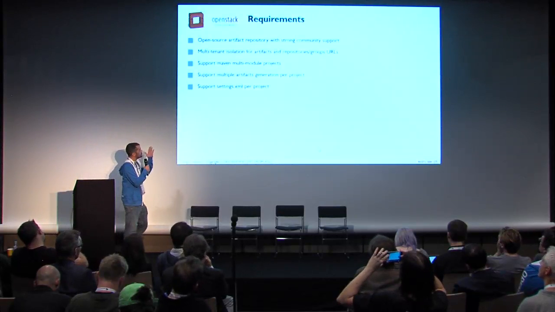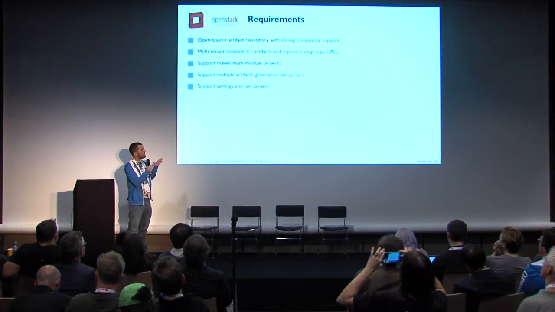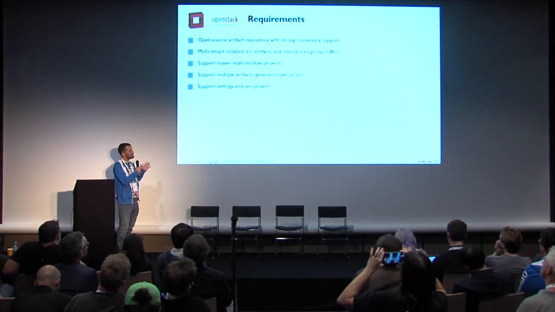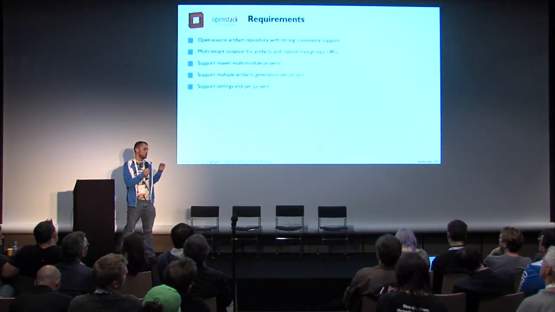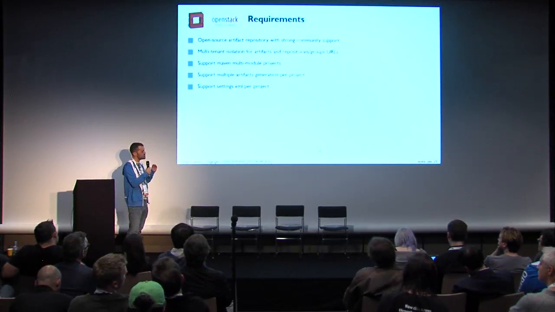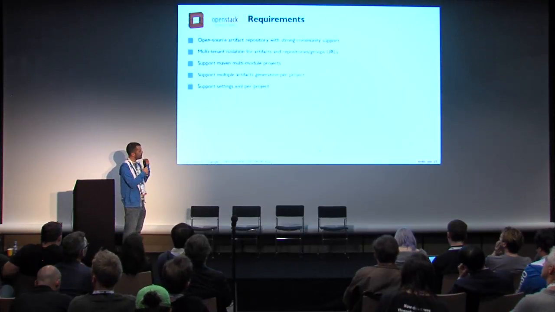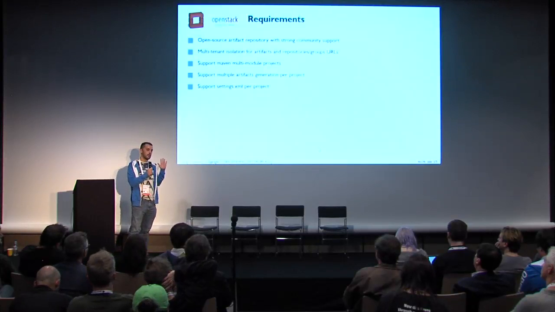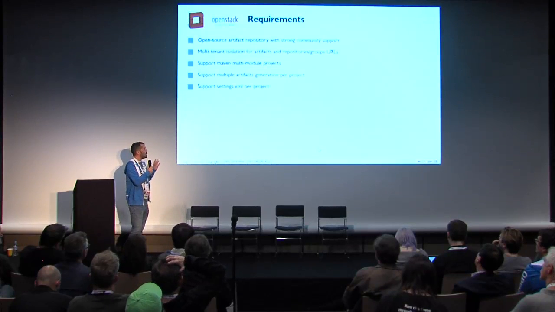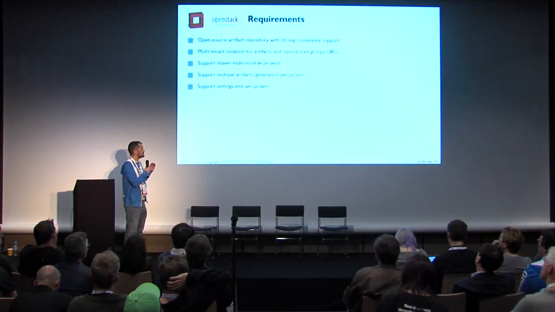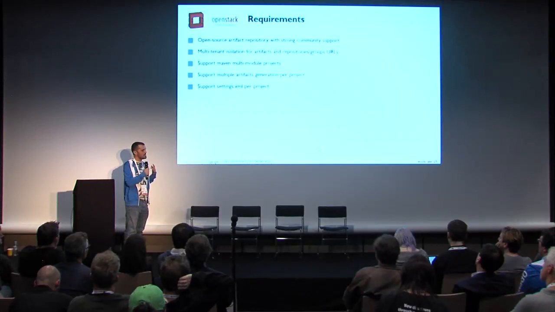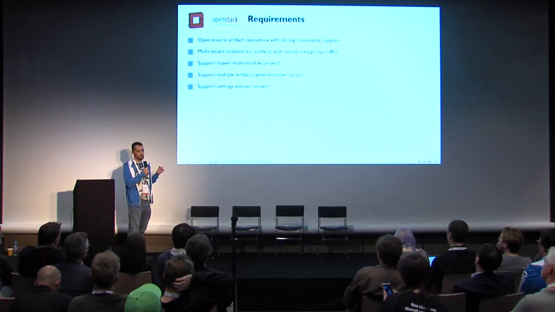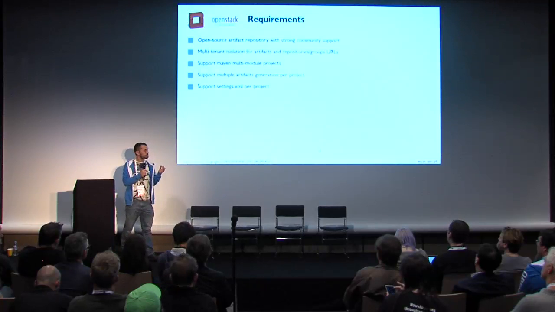We wanted to have an open source artifact repository with strong community support, and for this, we chose Sonatype Nexus. We also needed multi-tenant isolation for artifacts, repositories and group URLs. So we gave dedicated folders in our Nexus storage system to each team, and we enforced that they prepend their team names or project names to their URLs to prevent name clashing. Due to the complexity of building those products, the system also needed to support Maven multi-module projects, multiple artifact generation per project, and different settings XML values per project.